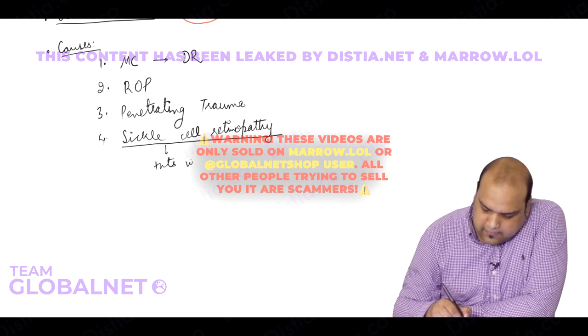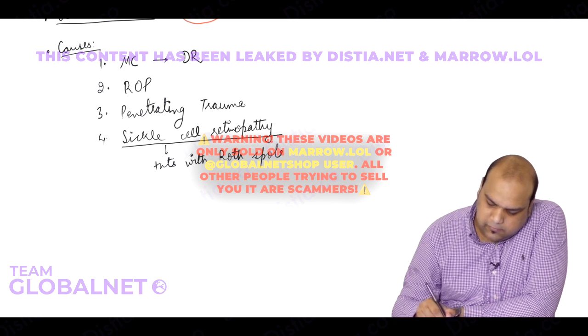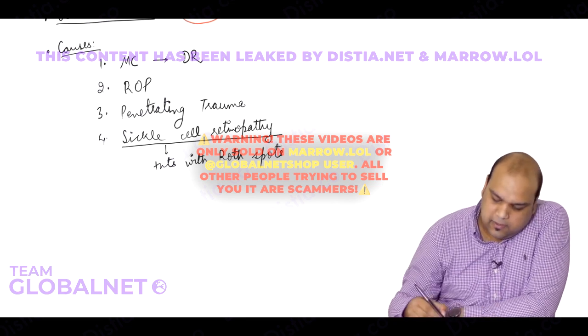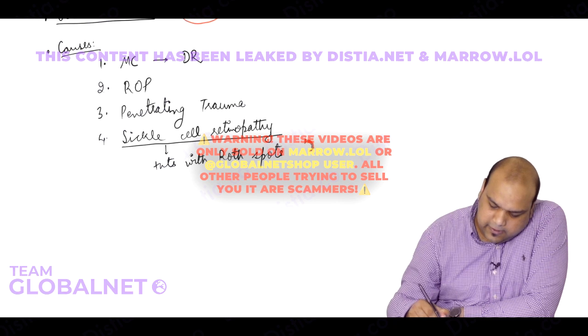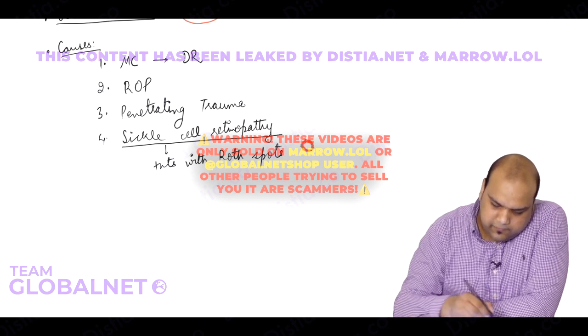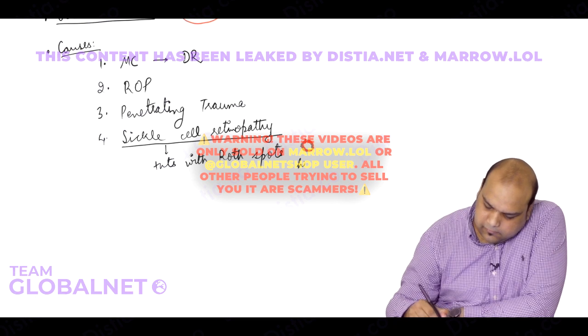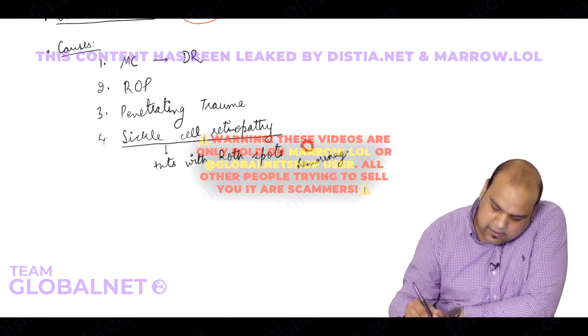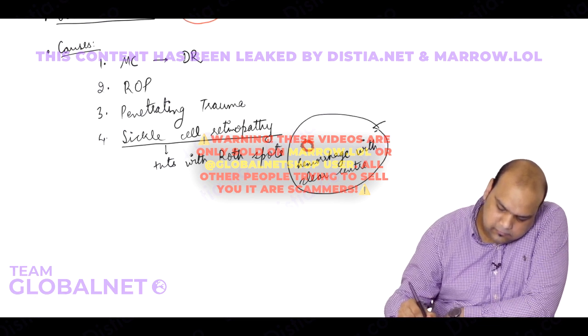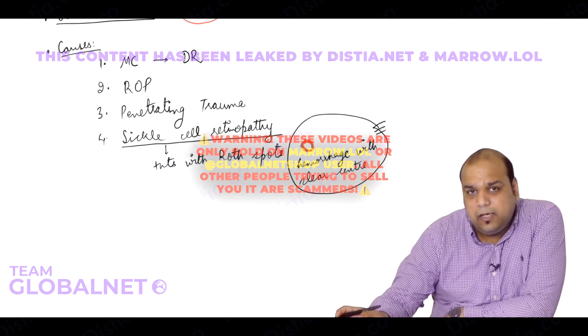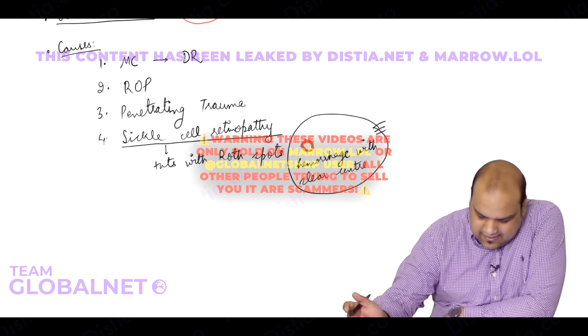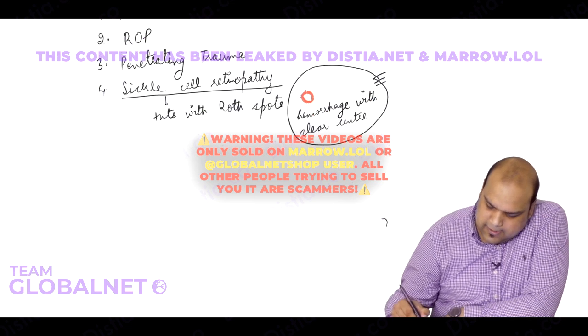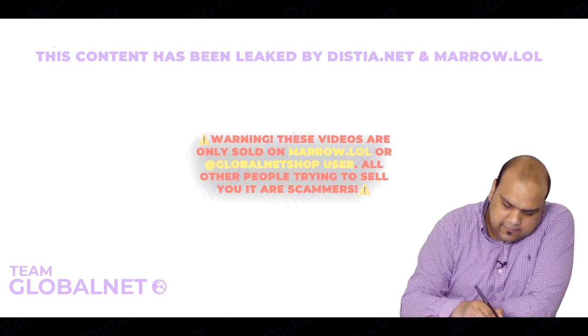Please also remember about sickle cell retinopathy. It presents with Roth spots in the retina. What are Roth spots, everybody? Roth spots are a hemorrhage with a clear center. Okay, am I absolutely clear about this? No confusion should be there in this. Yes, guys? Now, once we know the causes, let's see what will be the differences in clinical features.